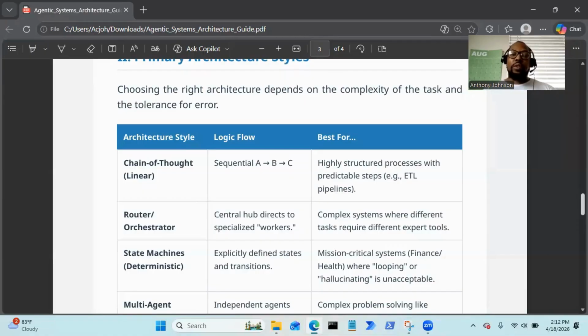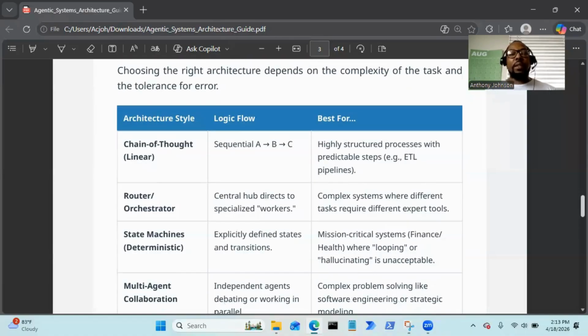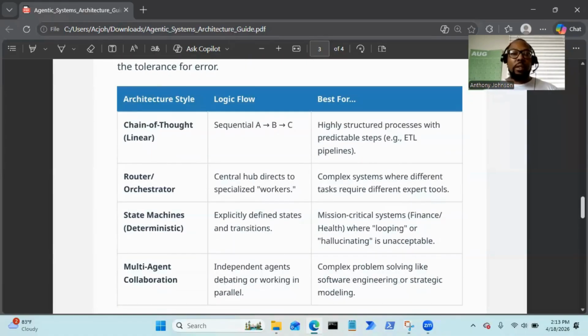The router and orchestrator is the central hub. It directs specialized workers. It's best for complex systems where different tasks require different expert tools. I think of a tech recruiting agency. They source talent, and then the companies that are looking for the talent, they direct them. They get the two together for the interview process, and/or they get hired directly. That's what I think of when I think of the router orchestrator architecture.